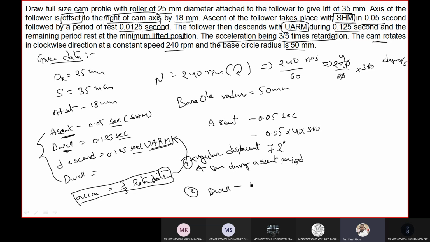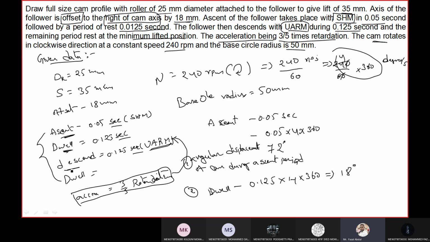we need to convert that. How much is given? 0.125 seconds given. So we need to multiply this value here. We need to multiply this cam rotation here, 4 into 360 degrees. So how much is this value? 180 degrees. So dwell period for the cam is 18 degrees.